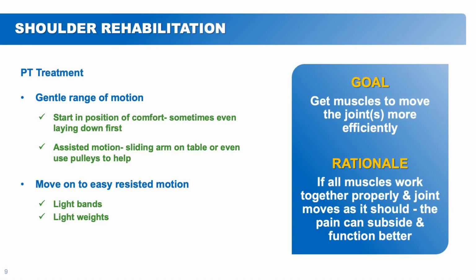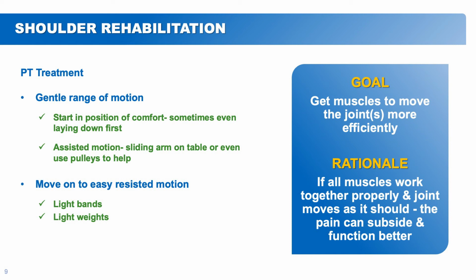So what's the treatment for this? So we try to start with some gentle range of motion. Getting that motion back to move appropriately is the main goal for everyone. So we start in the position of comfort. Sometimes that's even laying down. We start kind of anti-gravity. And then sometimes we'll have to use a pulley system to kind of help your arm move over your head. So we kind of sit and we use some pulleys to help your arm move very carefully and gently.